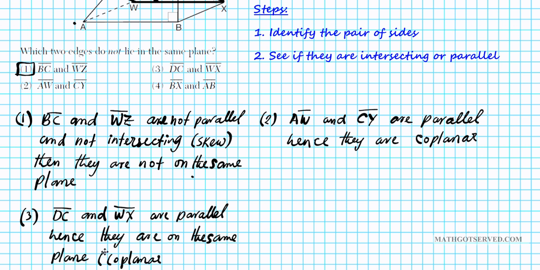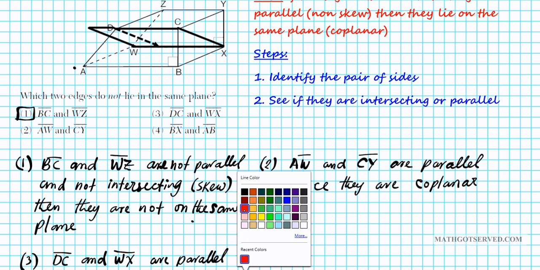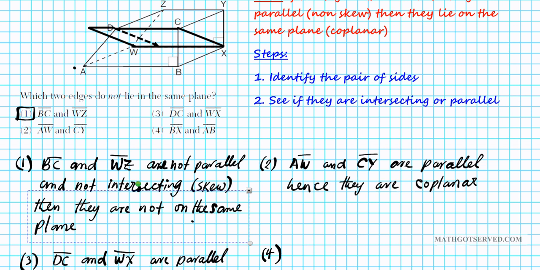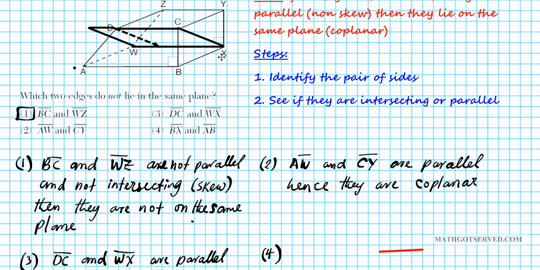All right. Okay. Option 4. Do they lie on the same plane or not? Segments BX and AB. All right, let's take a look at that situation. Let me use red lines here. So for that one, we have BX at the base right here. So this is side BX. Let me just extend it so it's obvious. So side BX is there, and we have side AB.